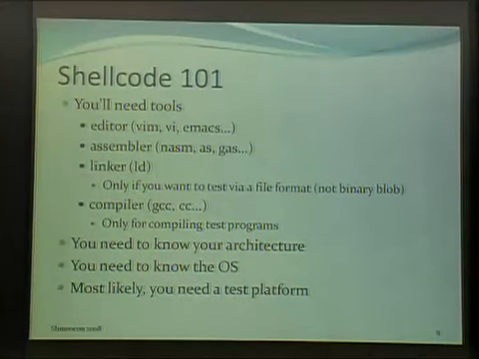So you need 4 basic things. You need tools. You need your editors and your assembler. If you're really just concerned with the binary blob, those are the only 2 you need. Right? You need to make your assembly, and then you need to assemble it into the binary blob so you can run your shellcode.